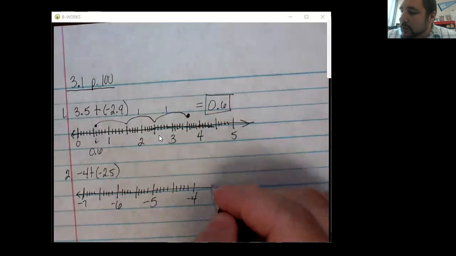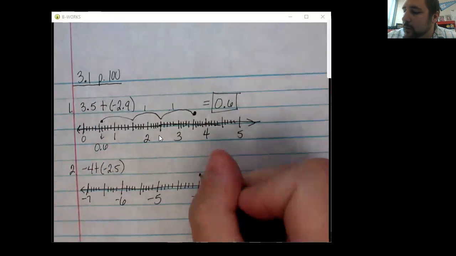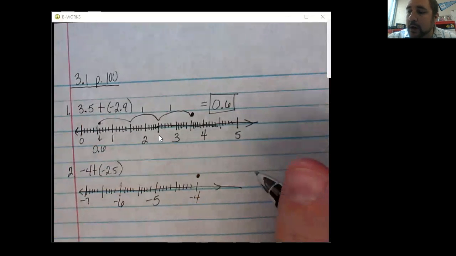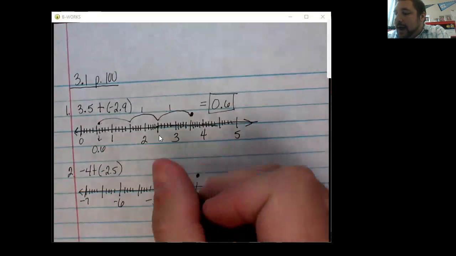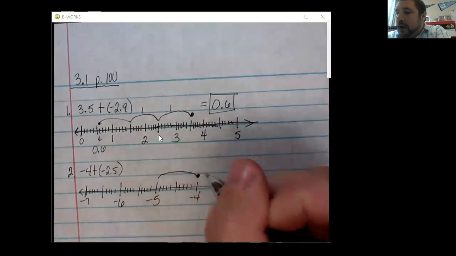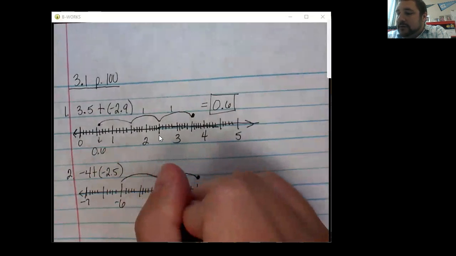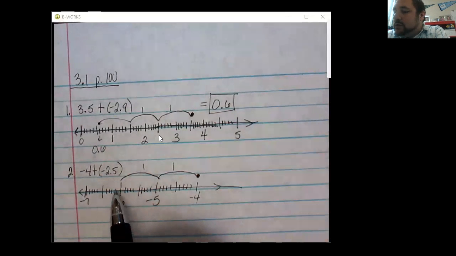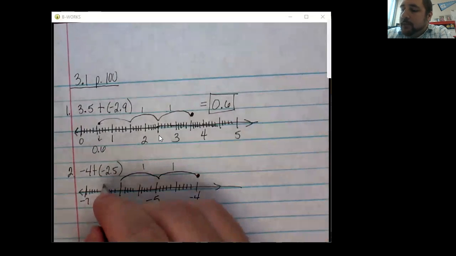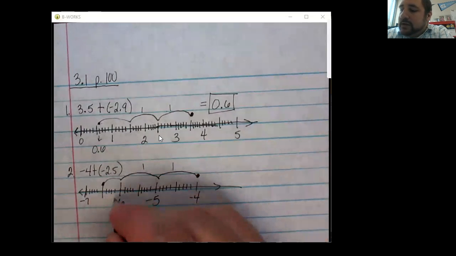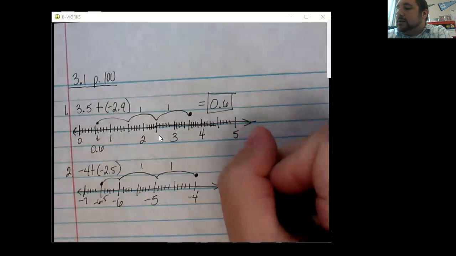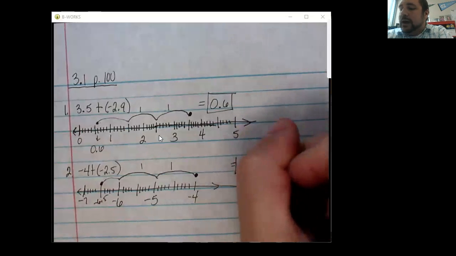All right, so we're going to start at -4, and we're going to go 2 5/10 to the left. So if I go one whole number to the left, then I am at -5. If I go another whole number to the left, I'm at -6. So now I need to go 5/10, which is 5 of these lines. So 1, 2, 3, 4, 5. And that puts me at -6.5. So my answer, -4 plus -2.5 equals -6.5.